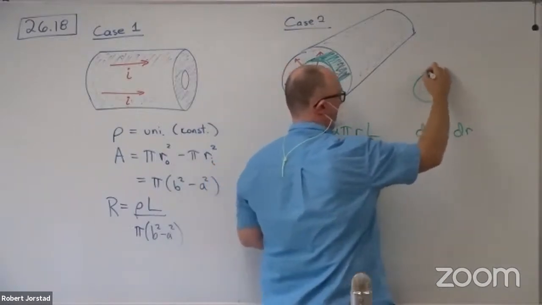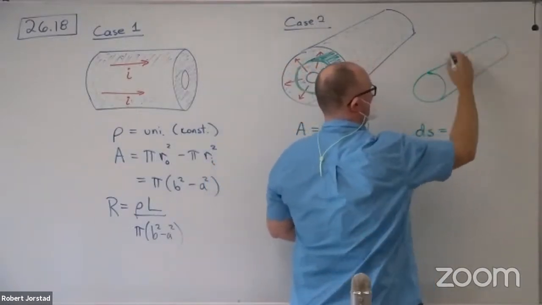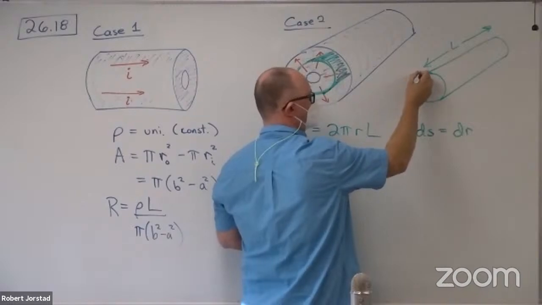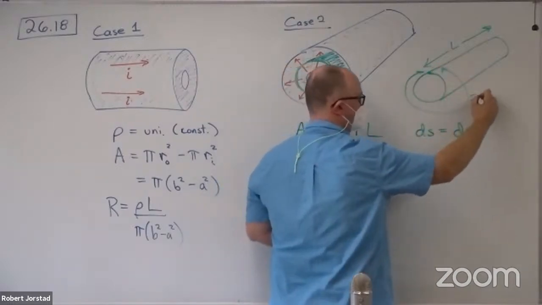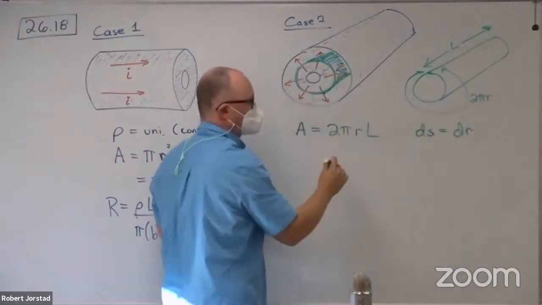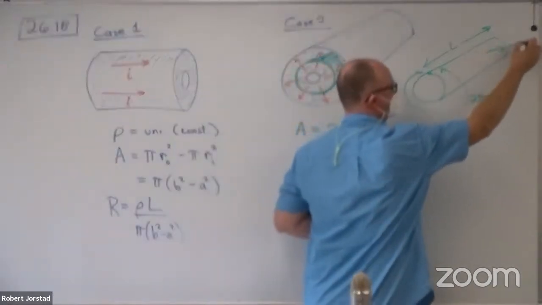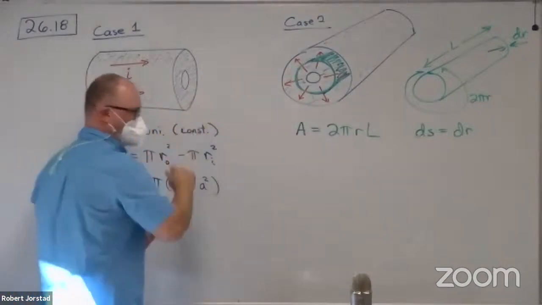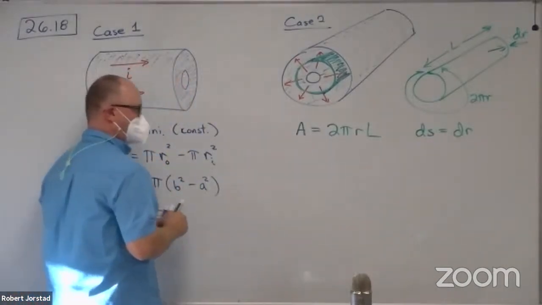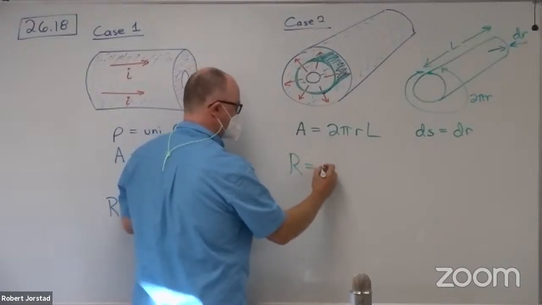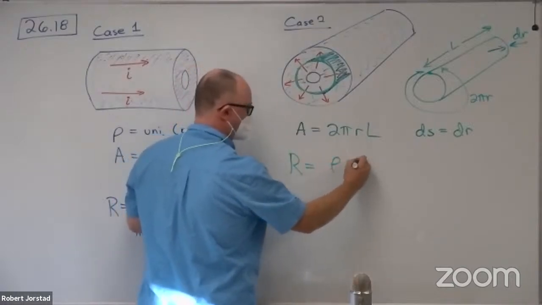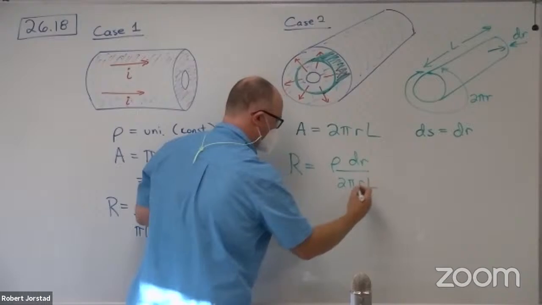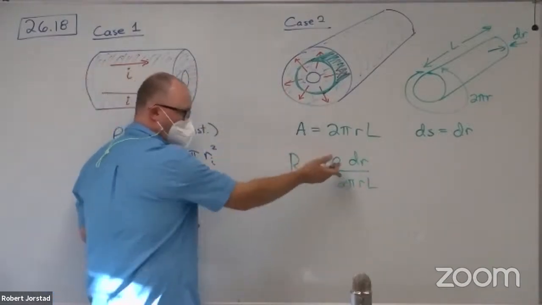So if I can draw just one of these shells, the length of it is L. The distance all the way around is 2 pi r. And this thickness here is dr. That's the length through which current travels at that cross-sectional area size. So now my resistance is rho dr over 2 pi r L. And we see how important it is to keep track. And this is one little chunk.